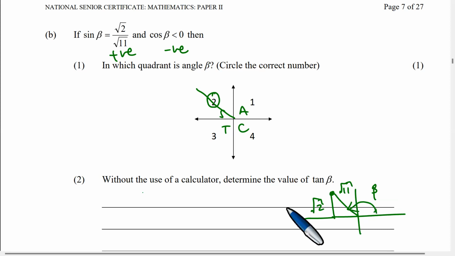In view of SOHCAHTOA, we have just used opposite over hypotenuse. Cosine is adjacent over hypotenuse, and so on.